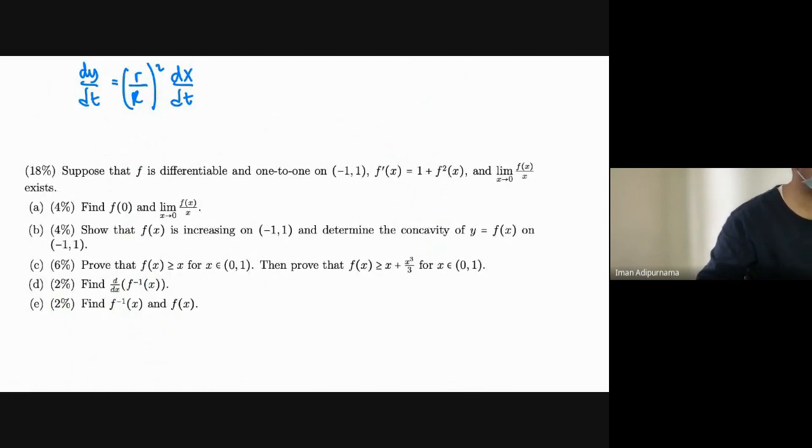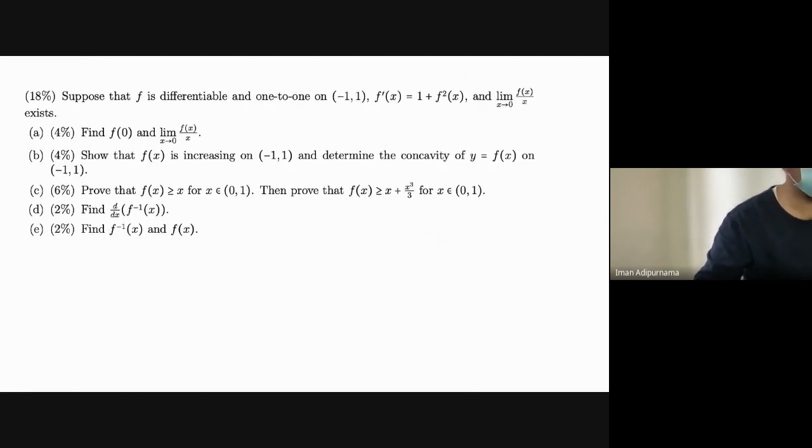Okay. Let's just check this one. It's similar to the first problem we have.